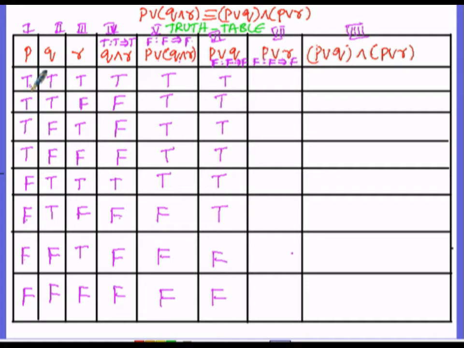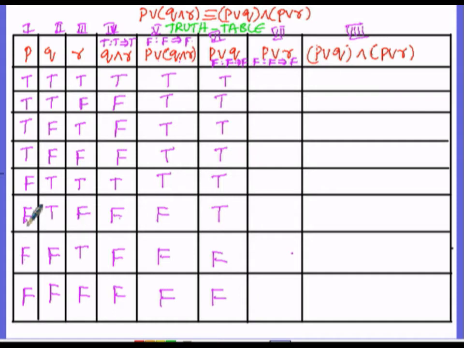The truth value of the first statement, that is P, is true, and the truth value of the statement R is true. But we need both to be false. So here it is T and T, whereas here it is T and F. So it is T and F, F and T, F and F.